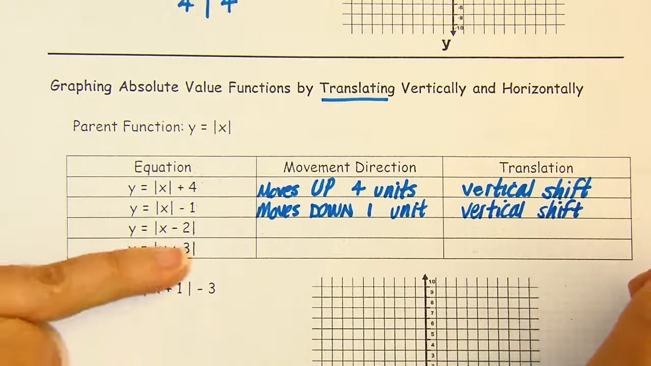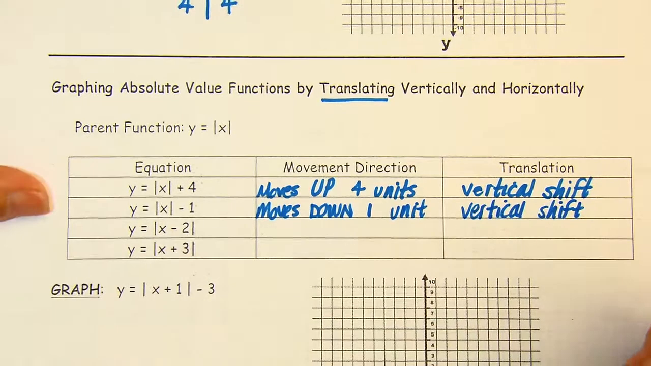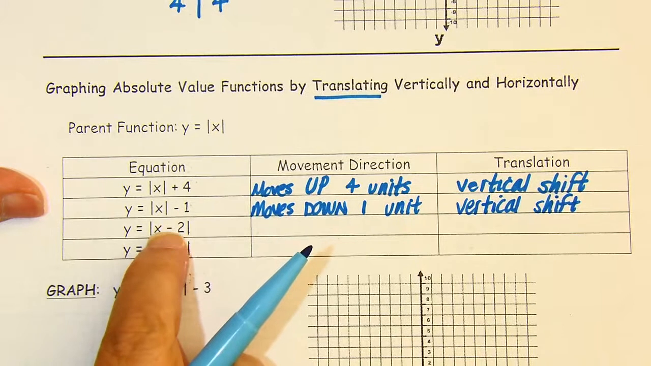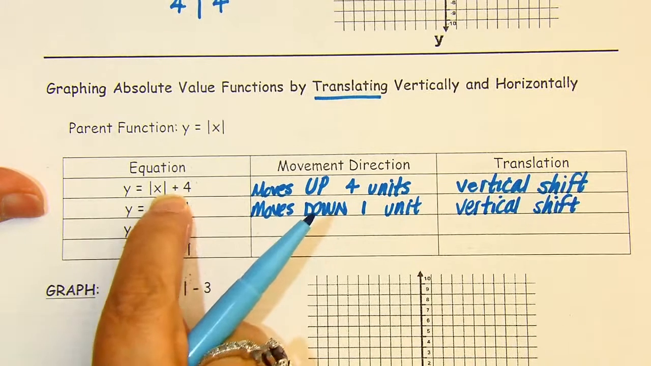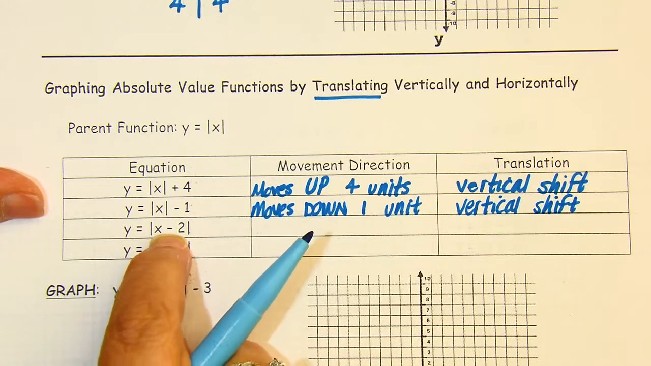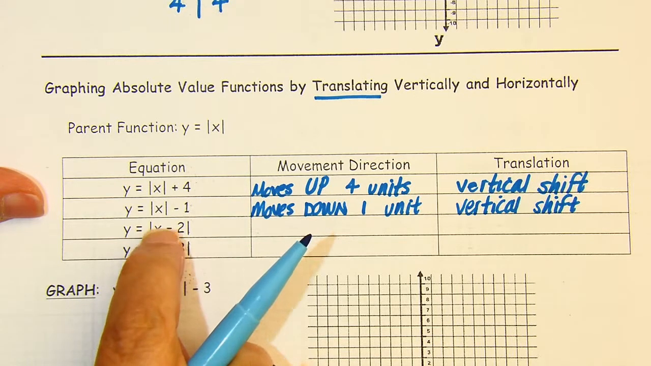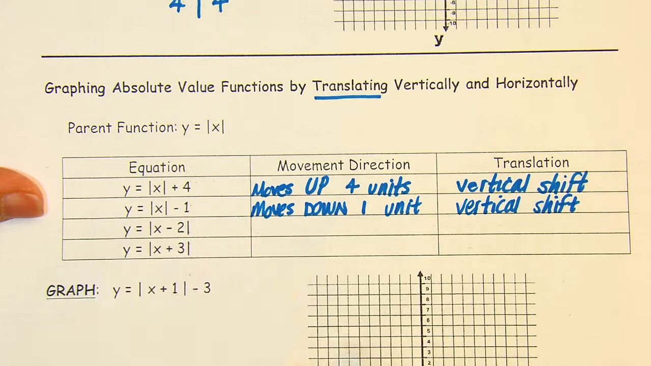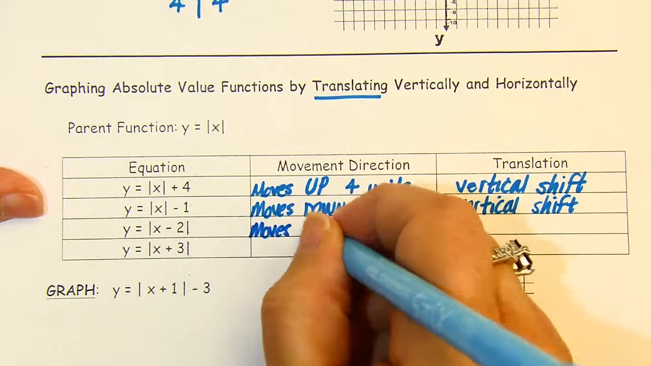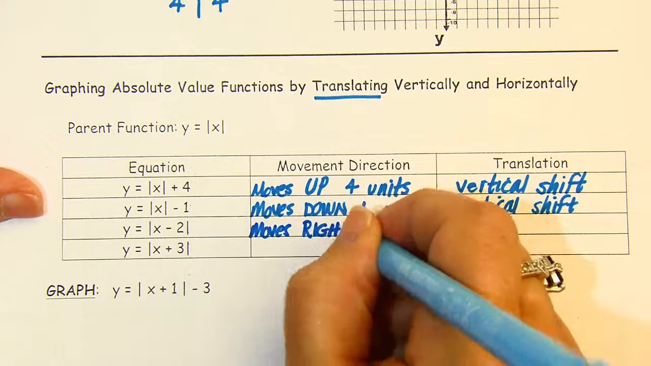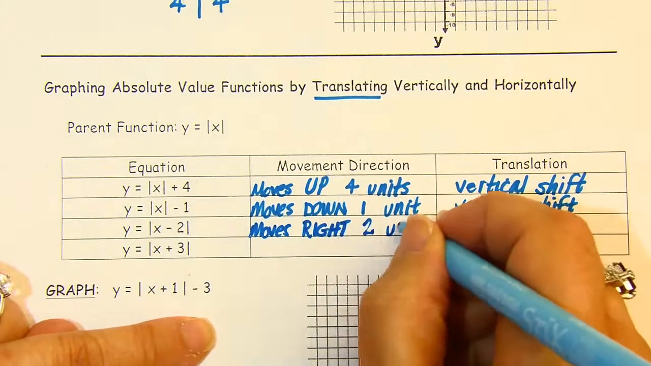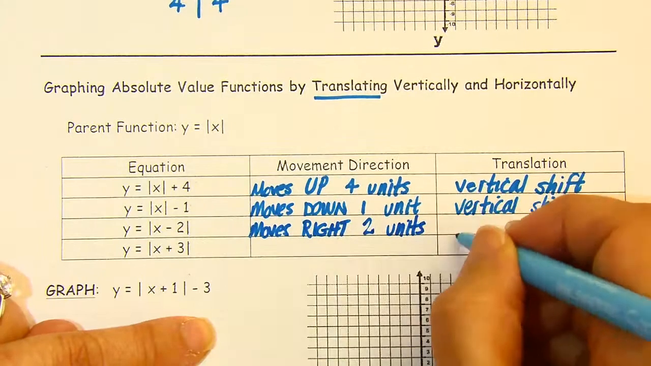What if my equation was the absolute value of x minus 2? Notice this time, whatever I'm adding or subtracting is inside the bars with x, and it wasn't here. So this is going to move left or right, but not in the direction of the sign, in the direction opposite the sign. So it's not going to move left. This one's going to move right. Moves to the right 2 units. And this is a horizontal shift.